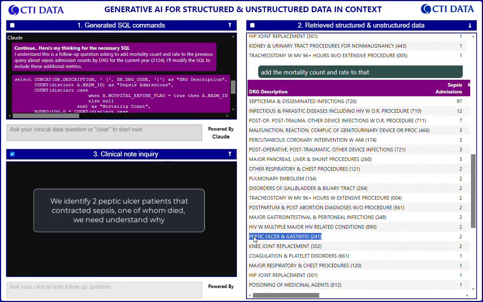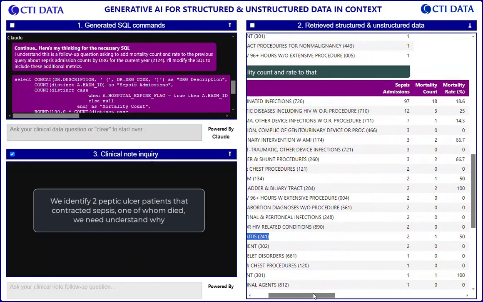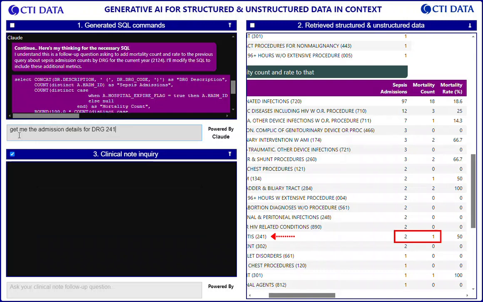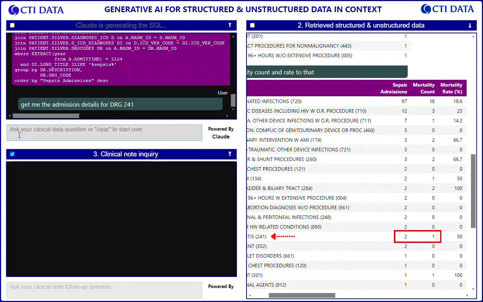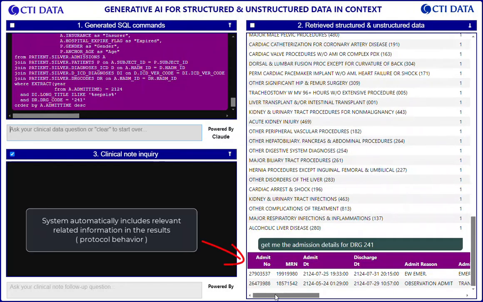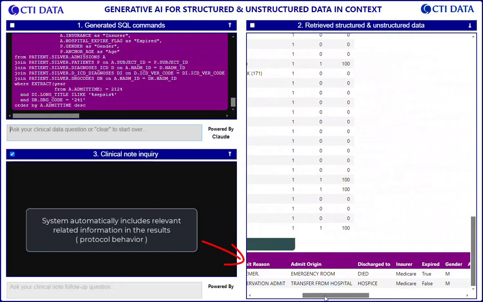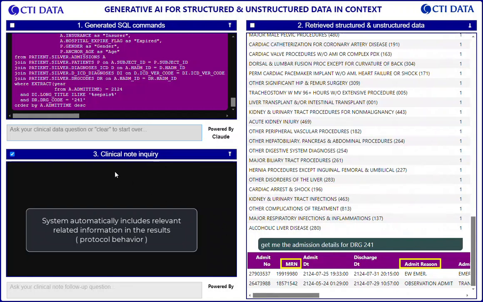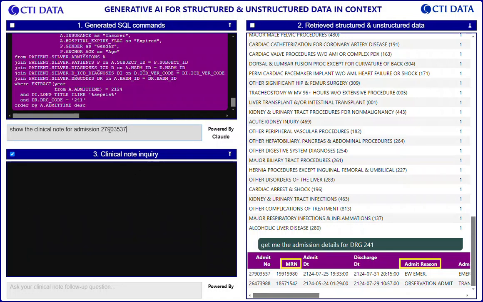As we probe the sepsis cases, a peptic ulcer admission catches our eye. This person died in the hospital, and we want the background. We'll ask for the admissions concerning the DRG, and the system automatically deduces that DRG followed by a number means a DRG code. Again, this seems trivial, but imagine if this didn't work and the consequent disruption to the user's mental flow. Now the 2 admissions are retrieved, and the system made helpful choices since we asked for the admission details. And so it included such information as the date, reason, and patient MRN.